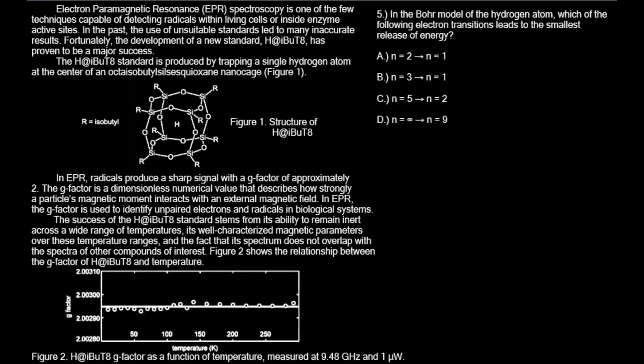Here is question number 5. In the Bohr model of the hydrogen atom, which of the following electron transitions leads to the smallest release of energy? And the answer choices are listed. Take a few minutes, go over the questions on your own, and then come back and see the solutions to the problem.